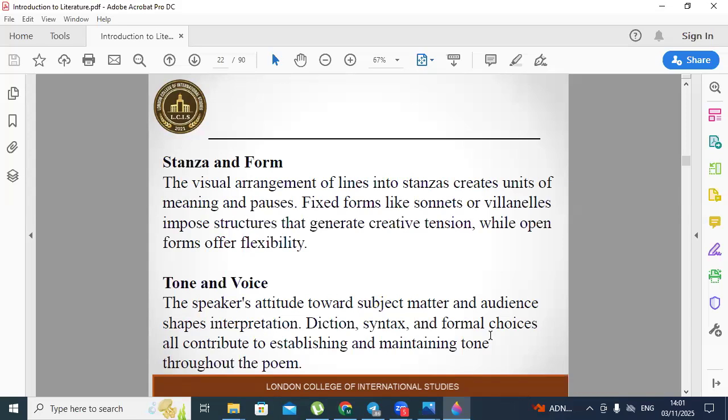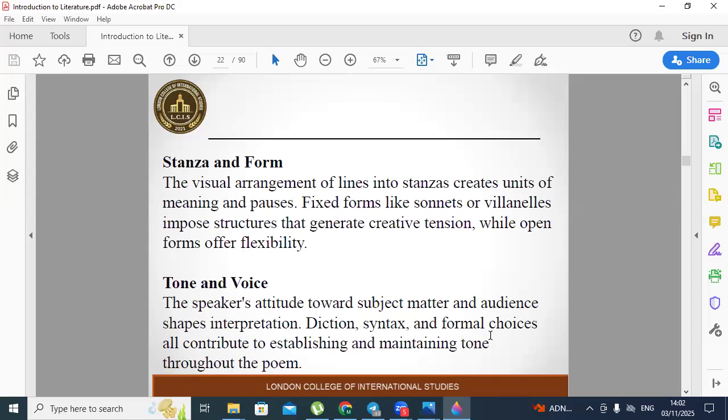Fixed poems like sonnets, 14 lines with specific rhyme schemes, or villanelles, 19 lines with elaborate repetitions, impose structure that generates creative tension. The restrictions become opportunities. How does the poet say what they need to say within these strict constraints? Open forms offer flexibility, allowing poets to create forms suited to their particular content.